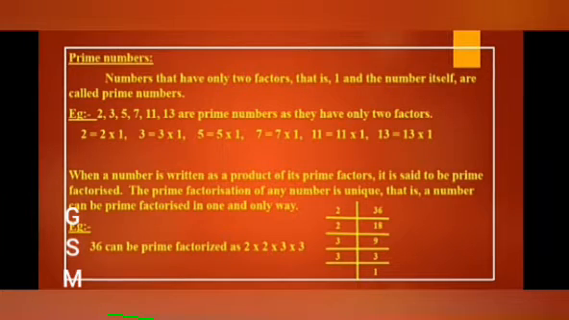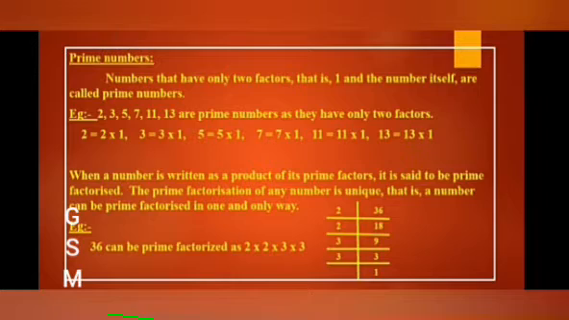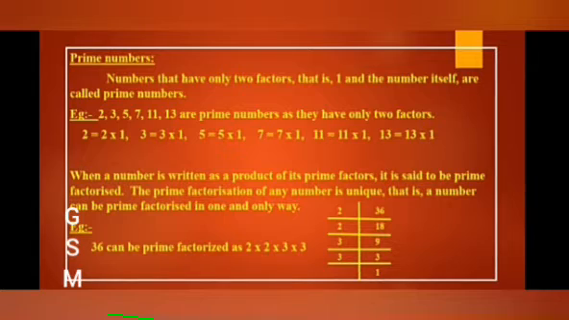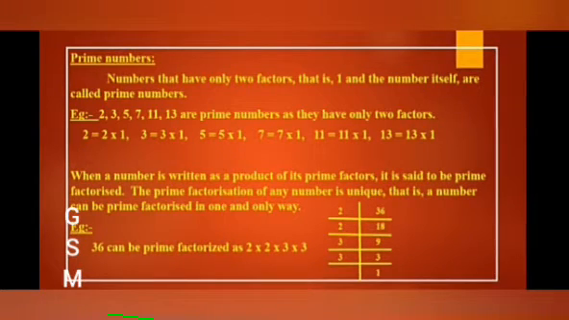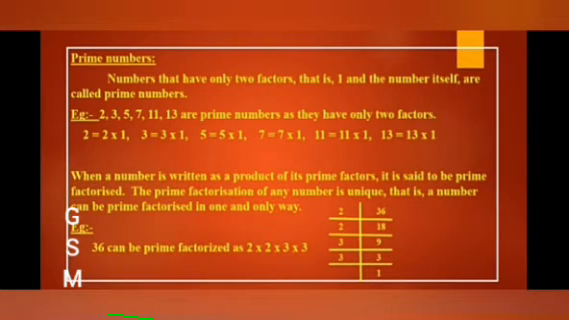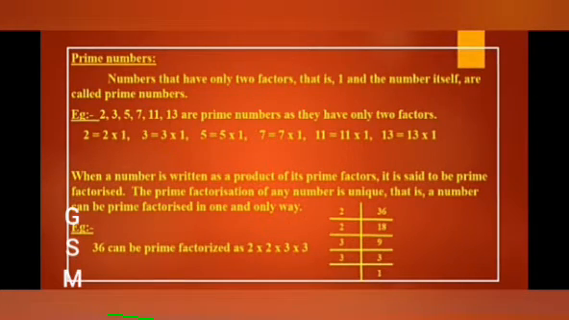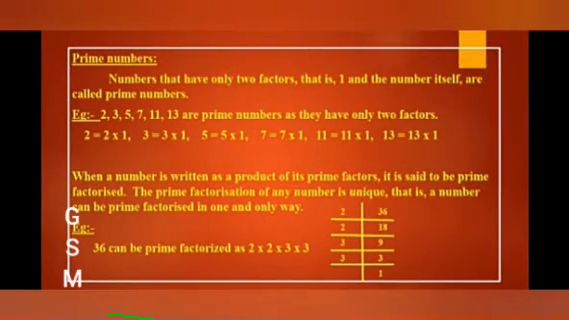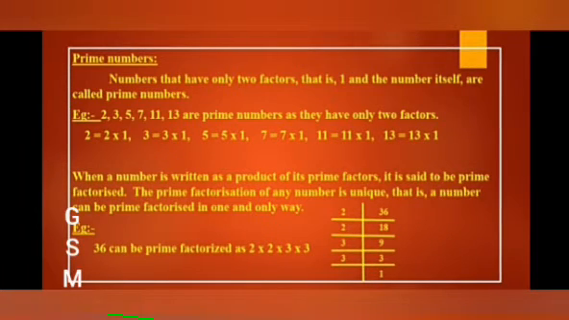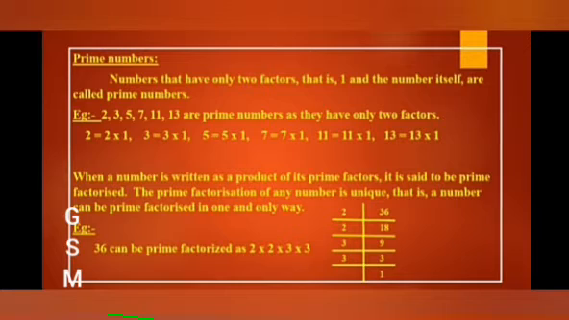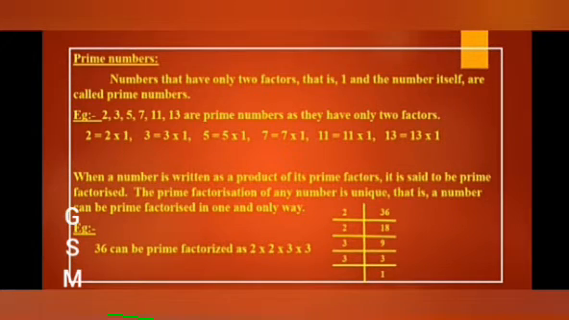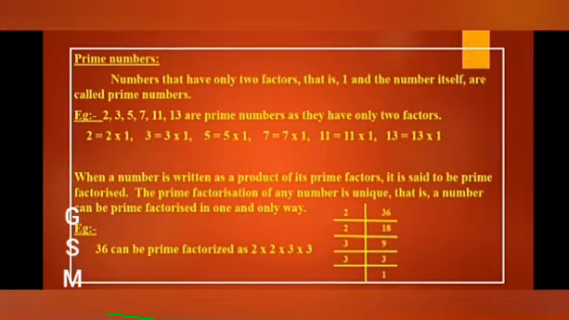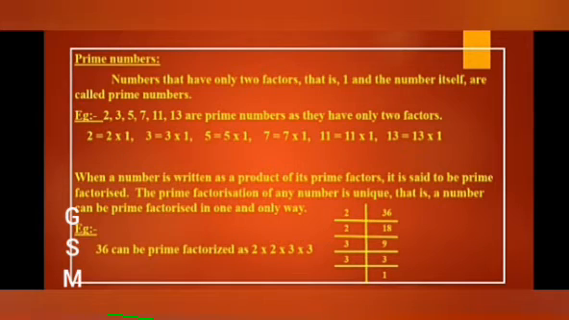Next, prime numbers. Numbers that have only 2 factors, that is 1 and the number itself, are called prime numbers. For example, 2, 3, 5, 7, 11 and 13 are prime numbers as they have only 2 factors, 1 and the number itself. Next, when a number is written as a product of its prime factors, it is said to be prime factorized. The prime factorization of any number is unique, that is, a number can be prime factorized in one and only one way. For example, 36 can be prime factorized as 2 into 2 into 3 into 3.